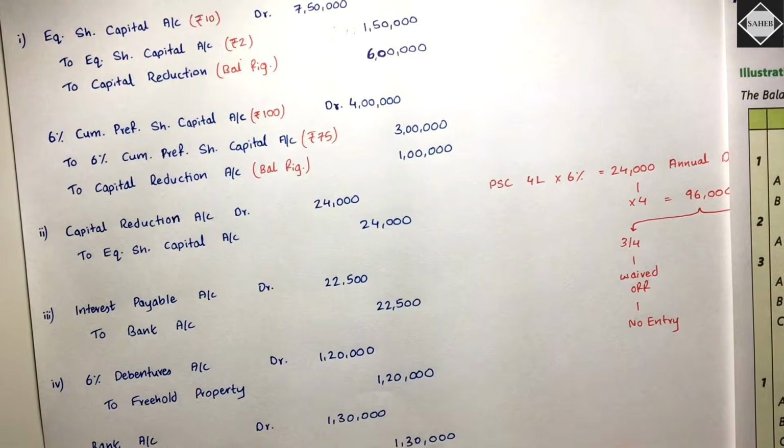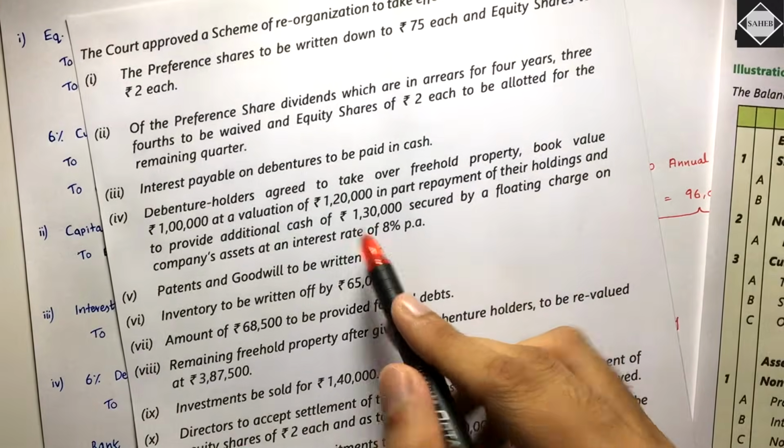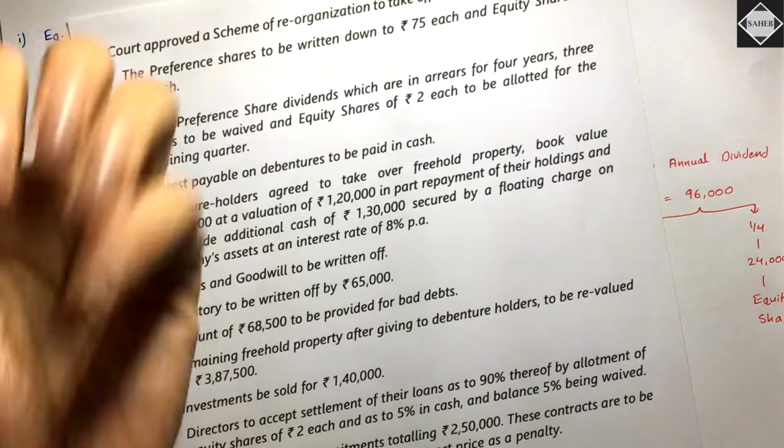Is this clear? Really simple, this first entry. Debentures also reduced by 1,20,000 and freehold property also reduced by 1,20,000. And then the second part of this adjustment is they have said that new debentures are being issued. A company is receiving 1,30,000 cash.